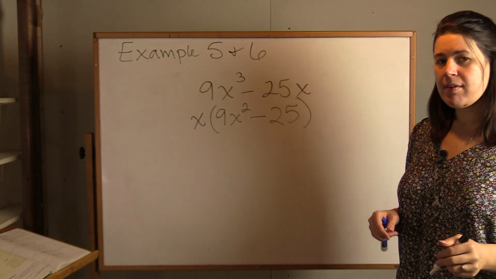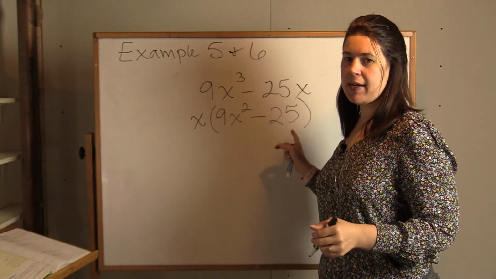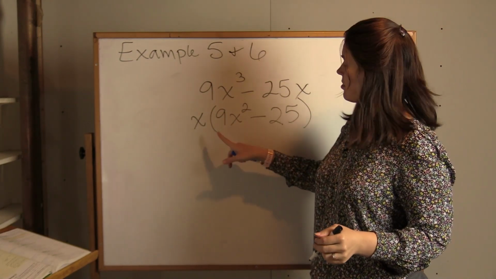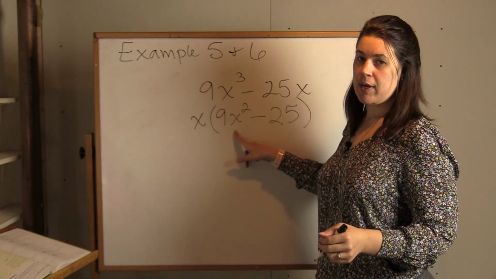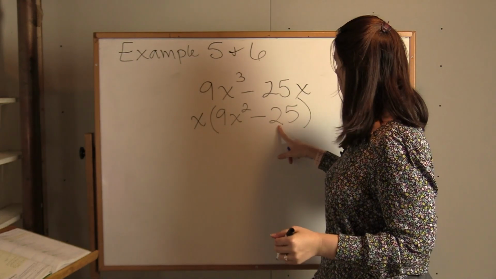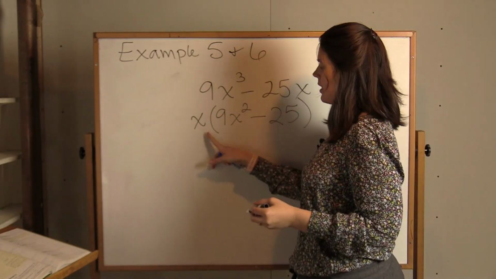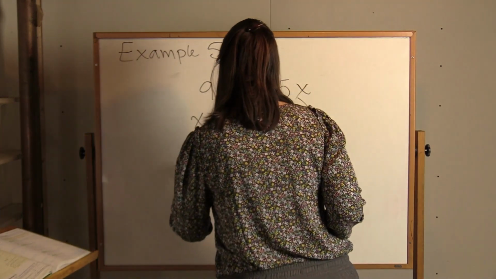All right, now let's reevaluate. So we have our x on the outside. Can we factor further? Hopefully you said yes, because notice that we have 9, that's a perfect square. x squared, even exponent, 25, perfect square. So when I continue this, anytime you factor out something, you've got to keep it there. So I'm going to keep the x.